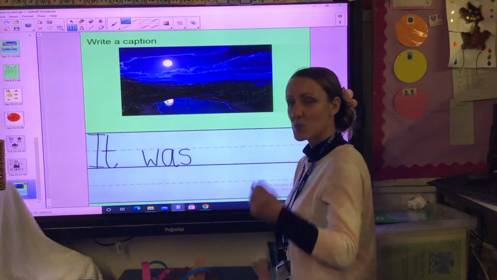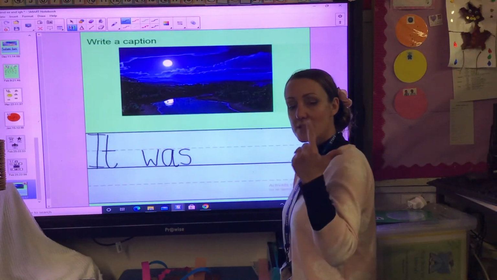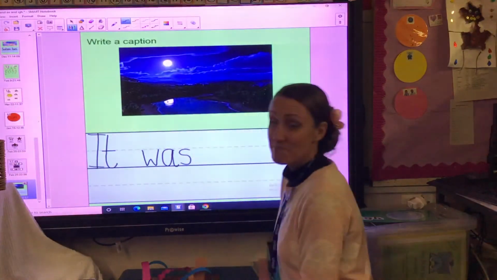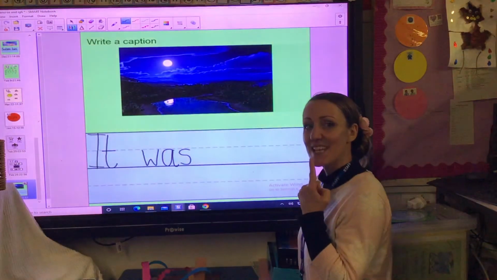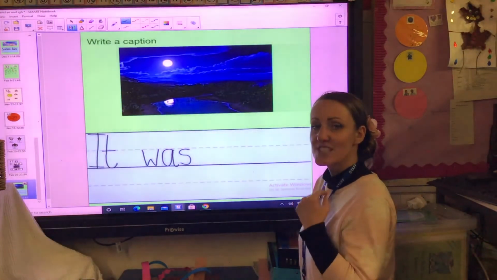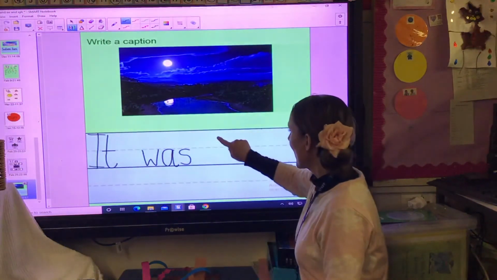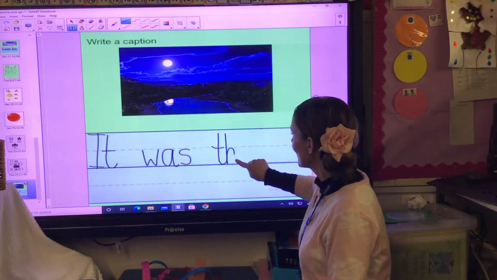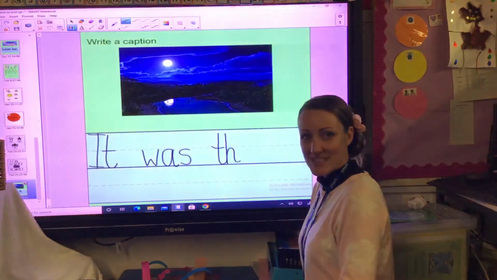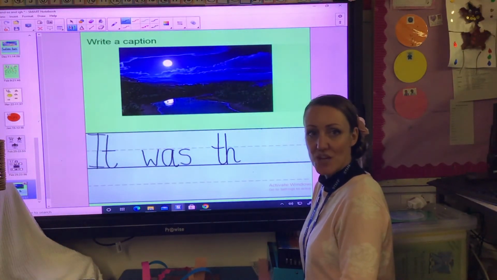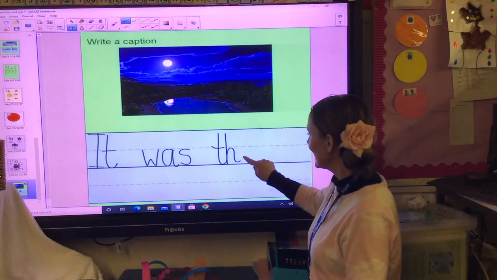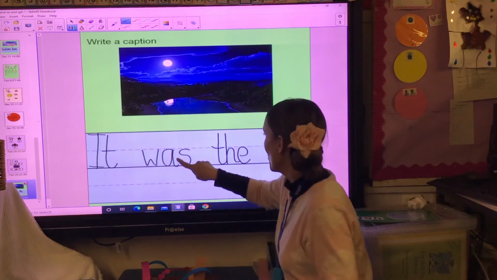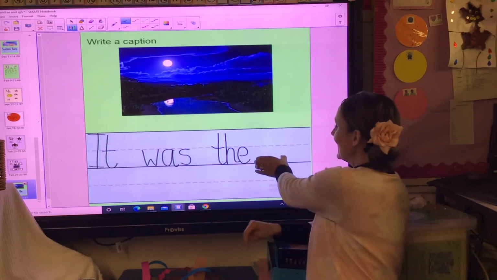Can you remember the next word? It was the. That's another one of our tricky words. I can sound it out a little bit because I can hear that hard sound. So I know that that is a T and an H. And that's given me a clue. What's the next letter in the tricky word the? That's right, it's an E, isn't it? It was the. Now I'm going to leave a gap.